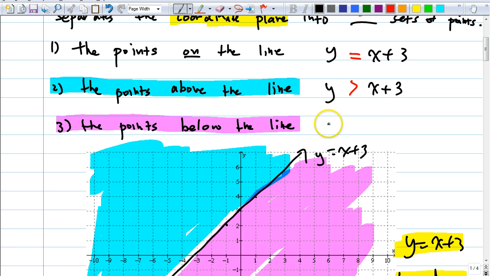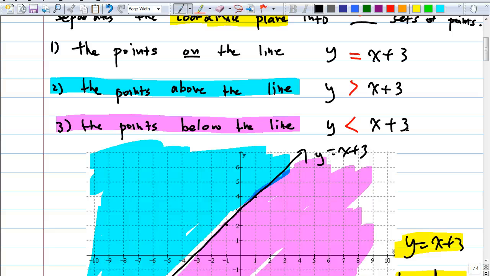Y is less than X plus 3. Right? Isn't that nice? So rather than saying, all the points that are below y equals x plus 3, that's what we do. We have a nice way of representing all these points that are either below, above, or on this line.